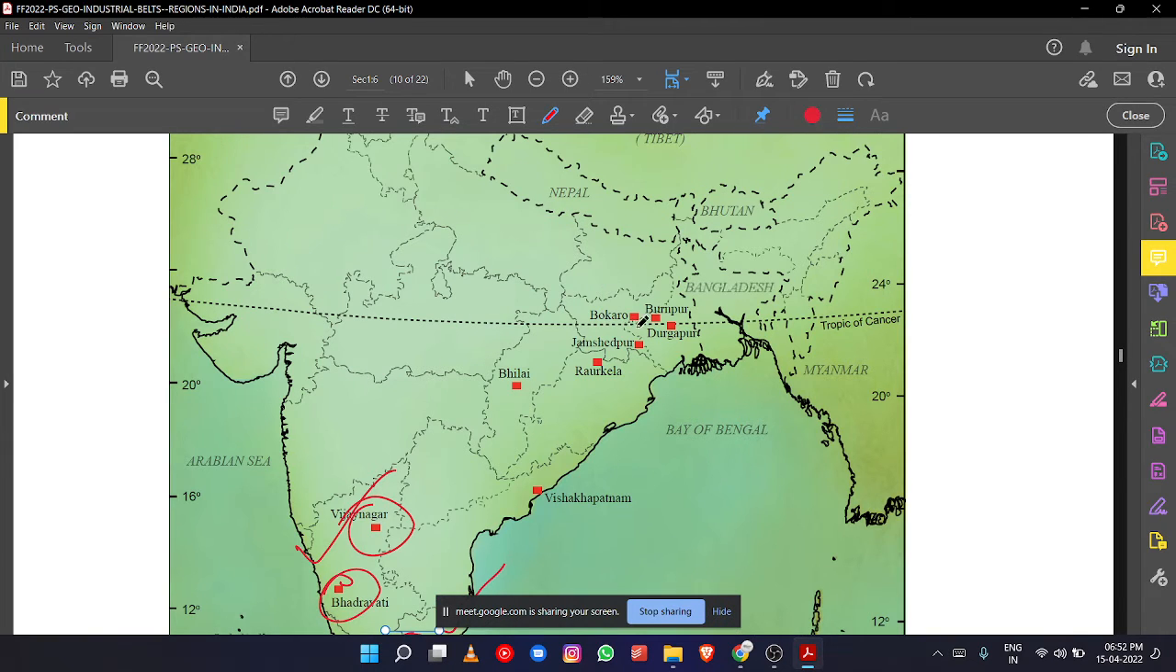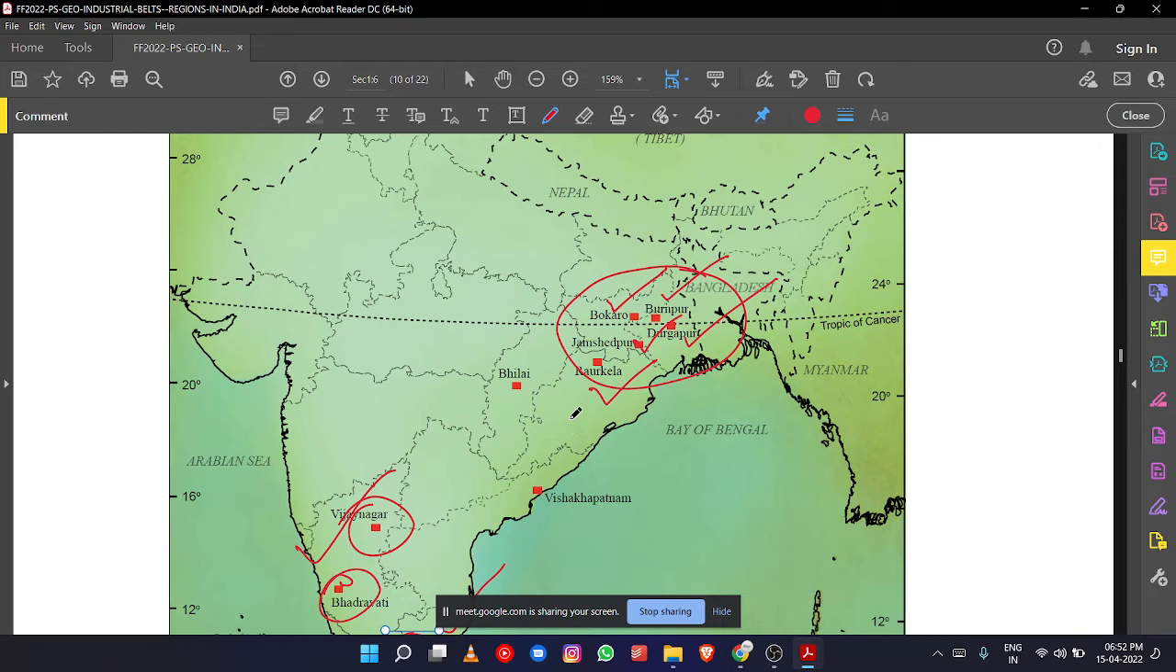In the Chotanagpur plateau, many are located. Jamshedpur, the Tatas have constructed it. Rourkela plant is there. Bokaro plant is there. Burnpur is there. Durgapur. Here, many of them are concentrated.